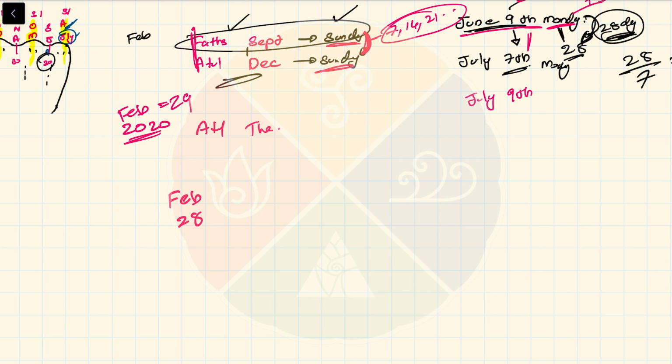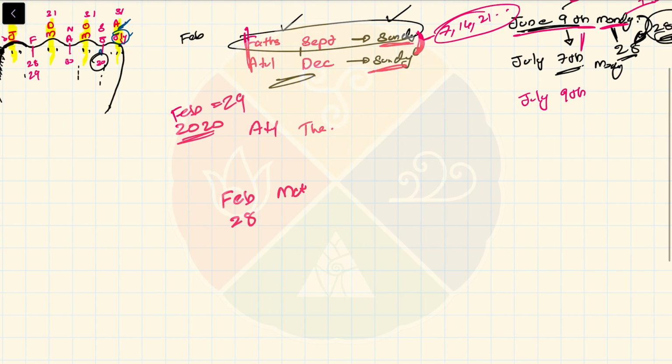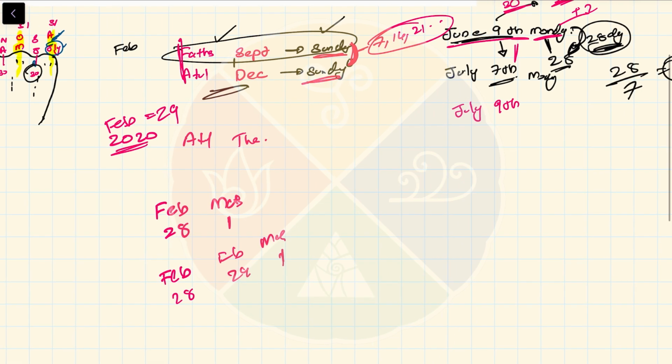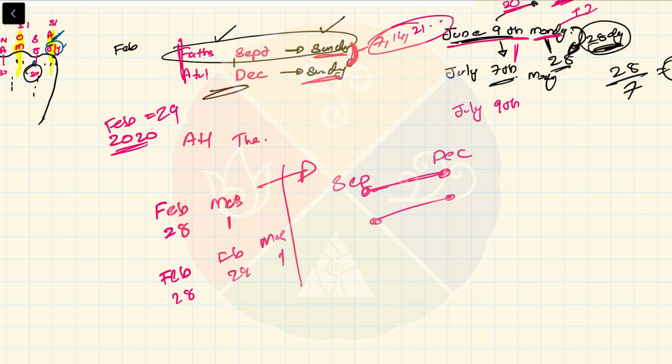It might end on the 28th and March will be starting on the 1st, or if it is a leap year, it will end on the 29th and March will be starting on the next day. In both cases, things are not going to affect us because for us, both September and December fall on the same side of February. So the difference between any 2 days is going to be fixed. It is not going to change.